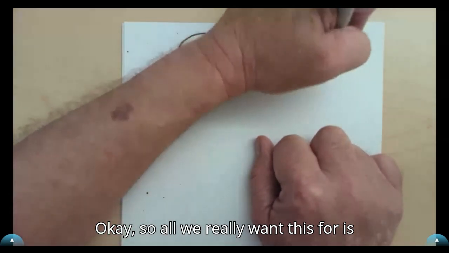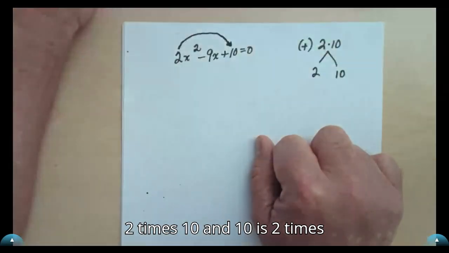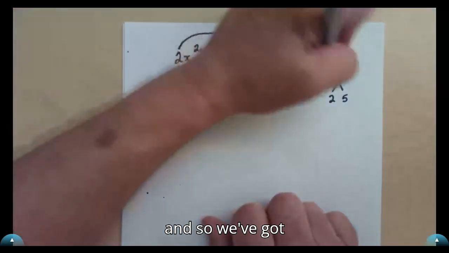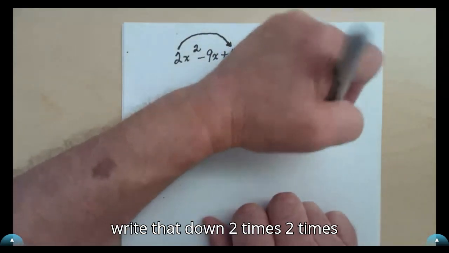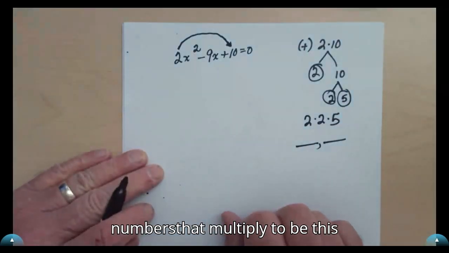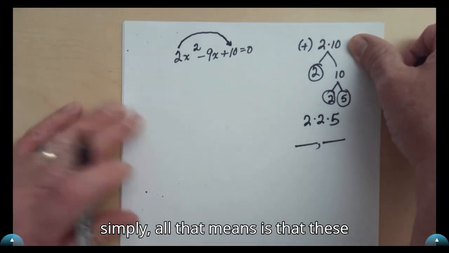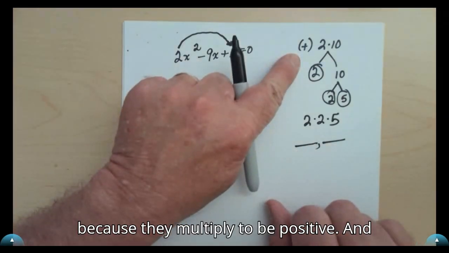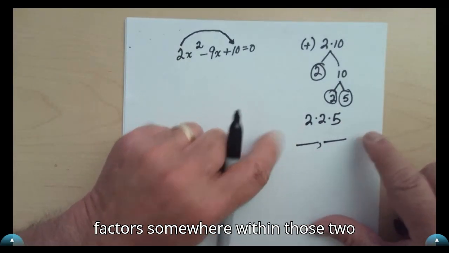Okay, so all we really want this for is to do its factor tree. We've got 2 times 10, and 10 is 2 times 5. And so we've got 2 times 2 times 5. So I'll just write that down, 2 times 2 times 5. I'm looking for 2 numbers that multiply to be this number, which is positive 20. All that means is that these 2 numbers have to have the same sign because they multiply to be positive, and they have to use every one of these prime factors somewhere within those 2 numbers.